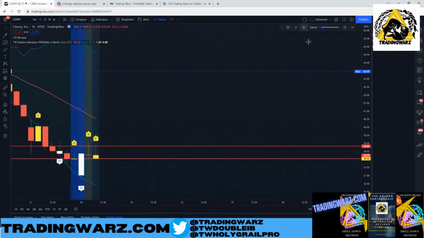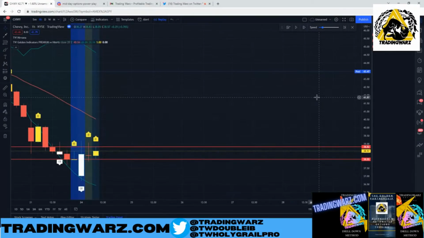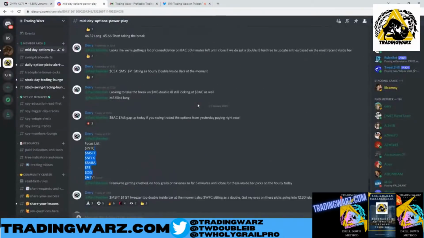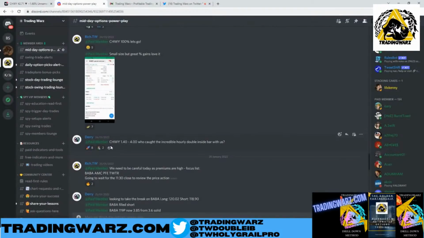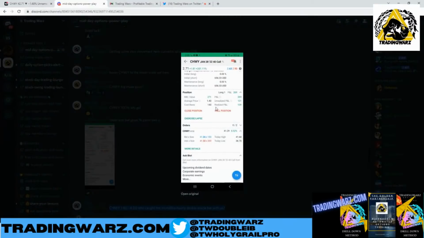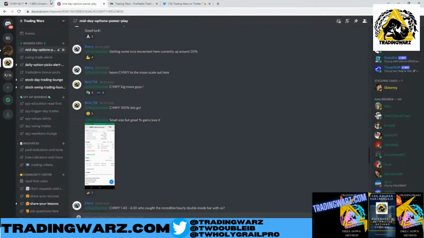And then we get this beautiful pattern, guys. This is just an exceptional pattern. This is a double inside bar. So this is 12:30 and Chewy has done nothing but go sideways. Right when this happens, let me see if I can find the original post right here. So Chewy, $1.40 to $4. Boom, boom, boom. Here is my P&L. Really good. Chewy was nice.